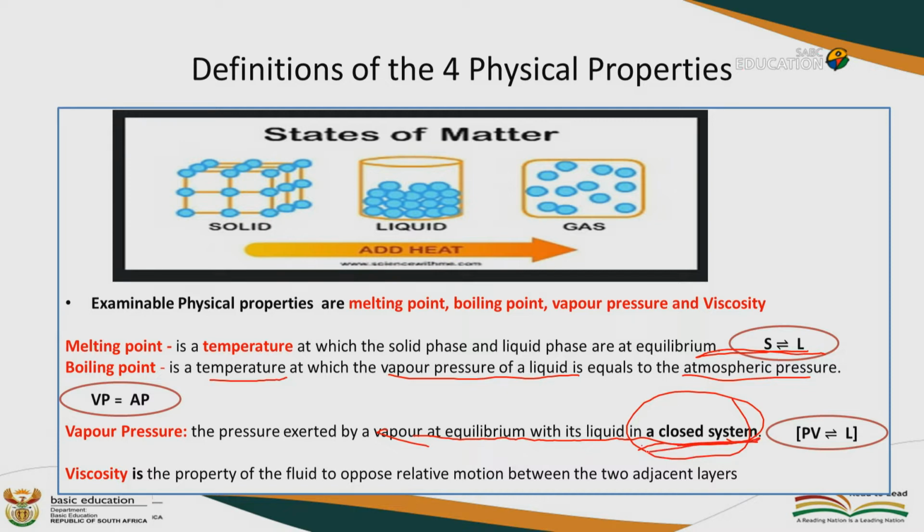Lastly, our fourth definition is the definition of viscosity. Viscosity is the property of the fluid, this liquid that we're talking about, to oppose relative motion between two adjacent layers. So those four definitions are very important for this section, which is your question 3 of physical properties.